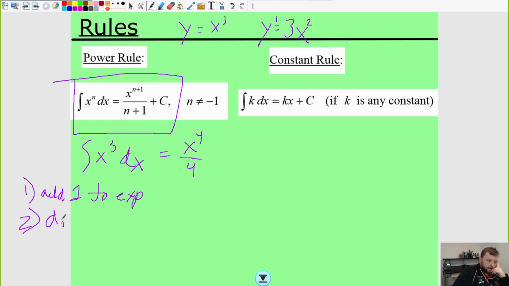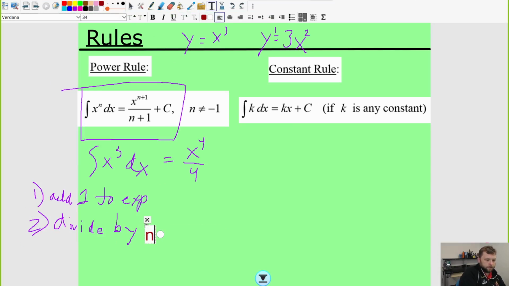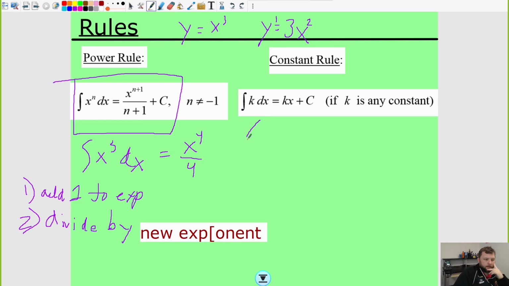All right, add 1 to the exponent. And then you're going to divide by the new exponent. So you had x to the 3. Let me do some other examples. So if you had the integral of x squared, I'm ignoring the dx, it would be x to the 3rd over 3. What if you had the antiderivative of 4x squared?